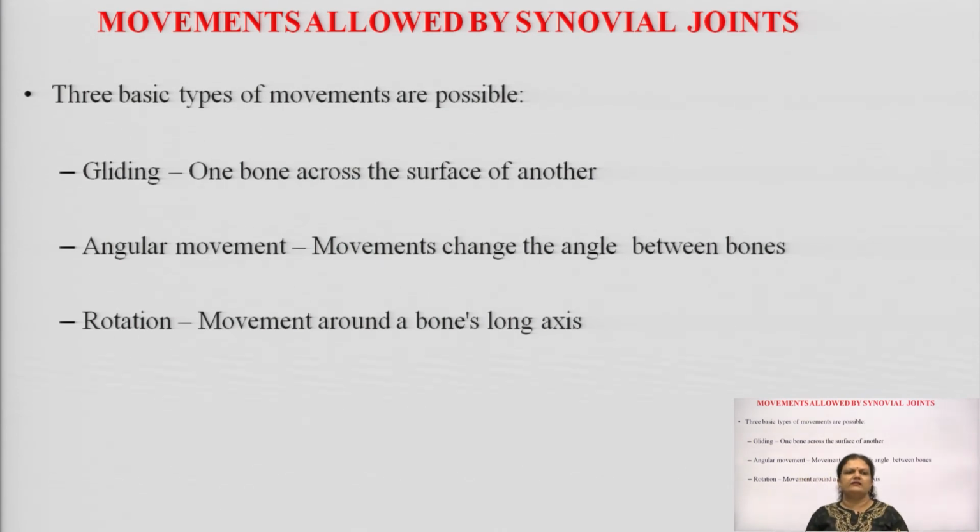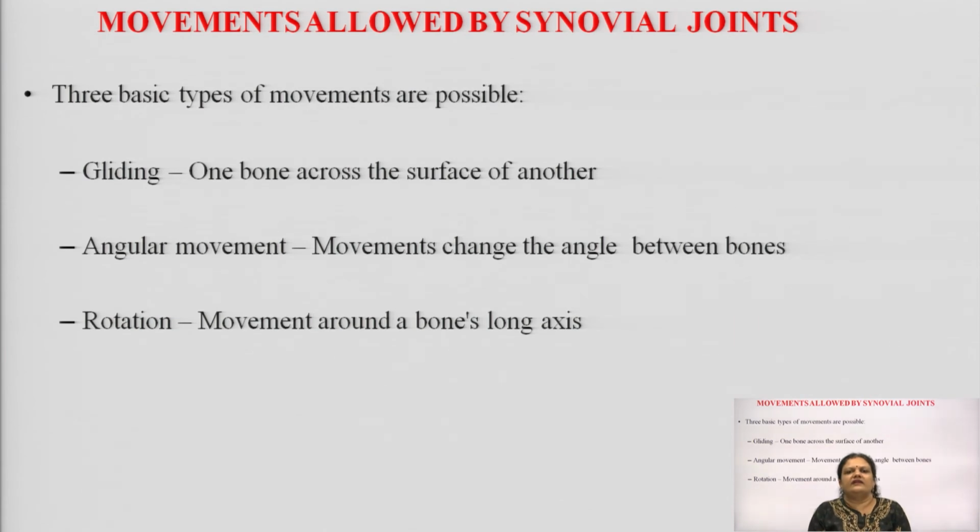The second movement is the angular movement. Here the movement changes the angle between the bones, like in flexion and extension. This is the angle, you will see here. I am decreasing the angle of my hand, I am increasing the angle of my hand, and I will show the maximum 180-degree angle. Okay, this is my hand maximally extended.